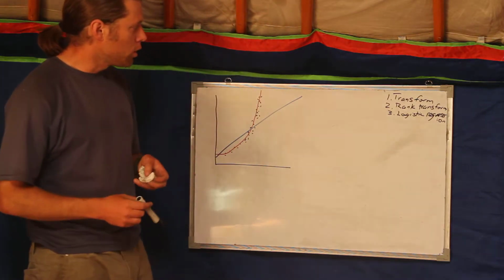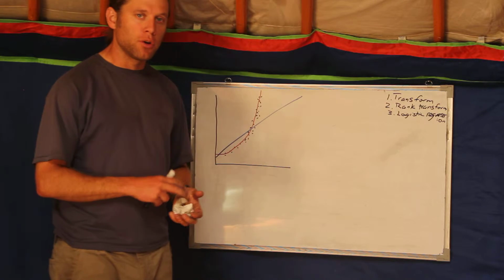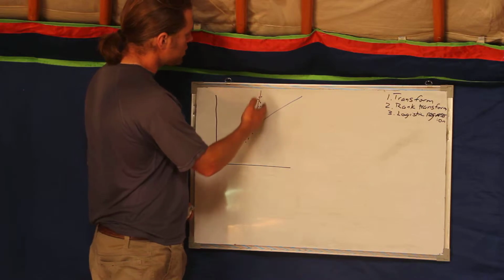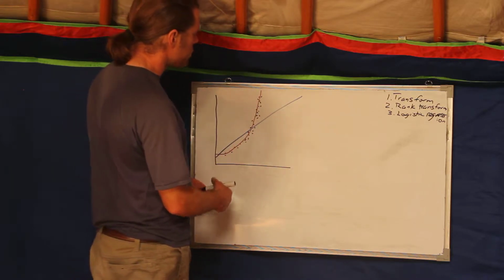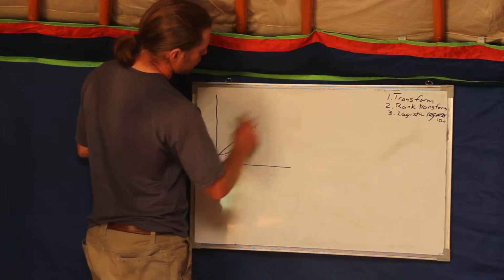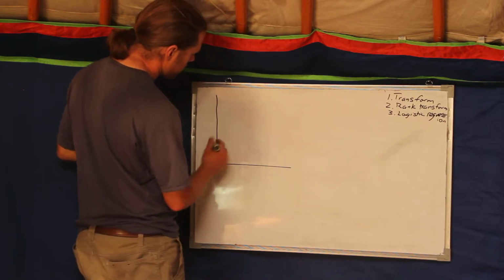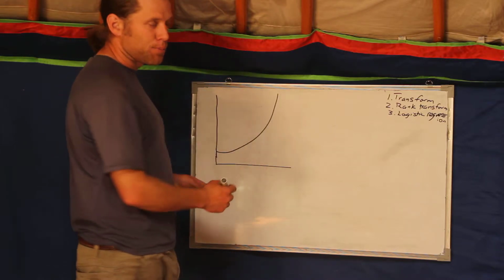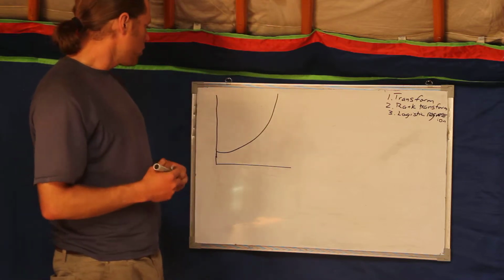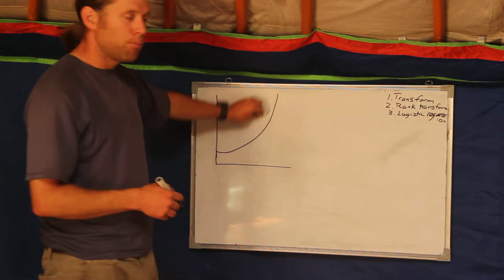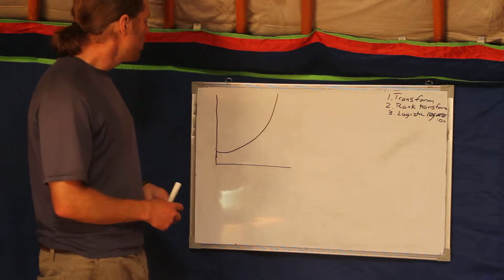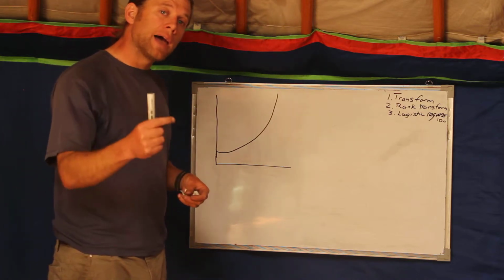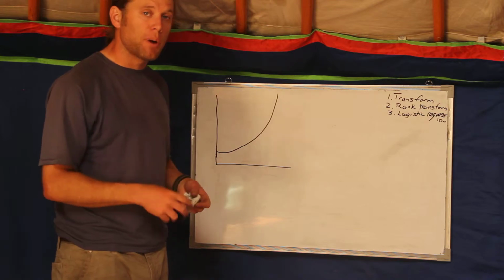All right, first of all, let's talk about transforming your data. If you have a relationship that looks like this, or anything that has a shape, I'll just draw it here and erase this. If you have a shape that looks like this, this is exponential growth. You can see this commonly, for example, in animal populations or plant populations. It's anything that grows not by a set adding of a number, but you add a certain percent to the population every year.